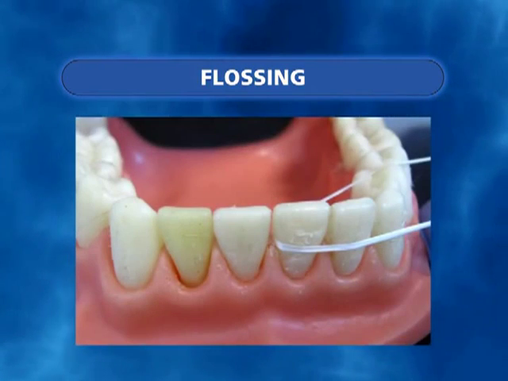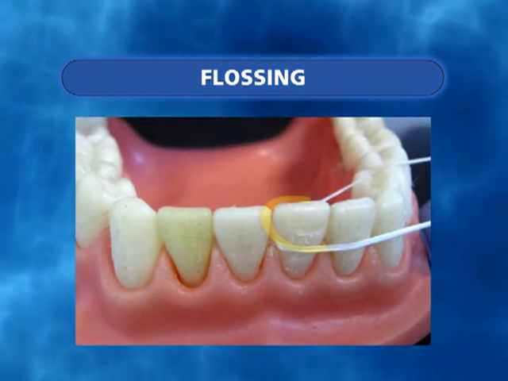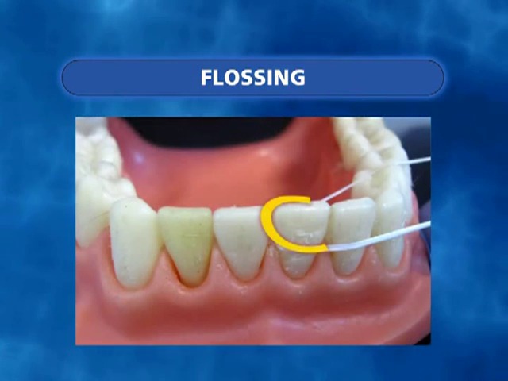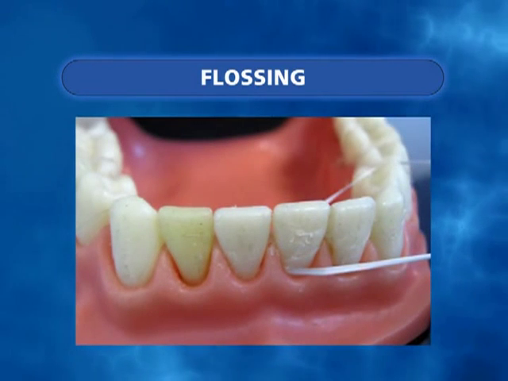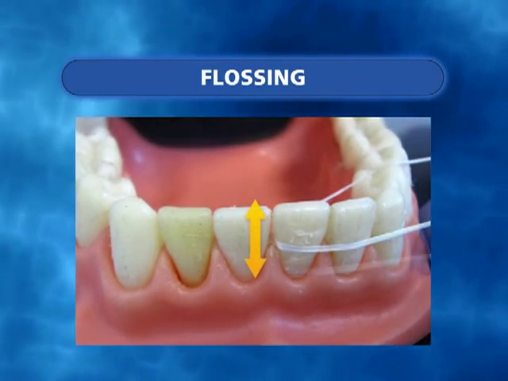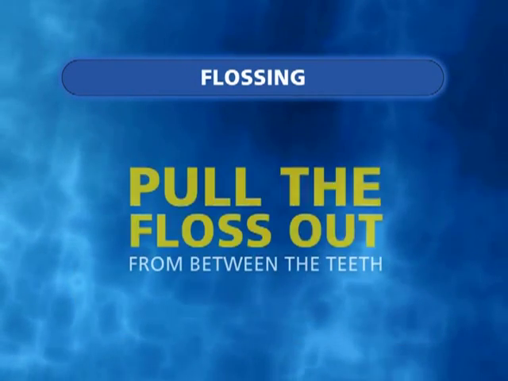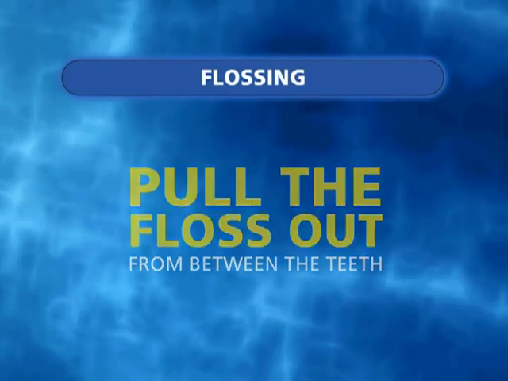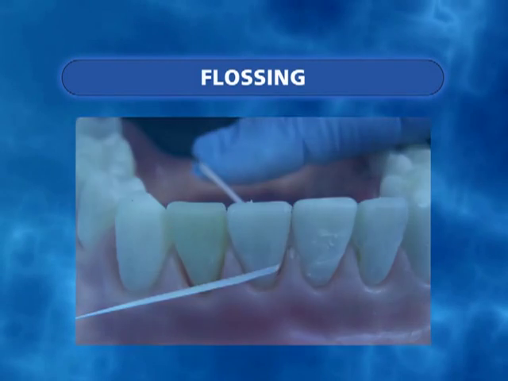Glide the floss between the resident's teeth. Hold the floss snug to the tooth and make a C shape around the tooth. Slide the floss under the gums. Use an up and down motion along the side of each tooth. Pull the floss out from between the teeth. With a clean section of floss, move to the next tooth.